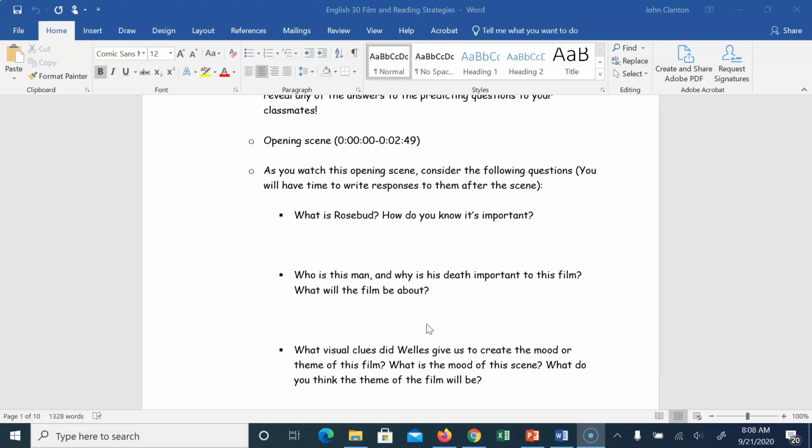Let's stop there and talk about mood. In literature we have two things: tone and mood. Tone is the way the author feels about the subject, and it's usually dictated through word choice, positive or negative connotations of words. Mood is what the audience feels. So in cinema, it could be a number of things. What do you think the theme of the film will be?